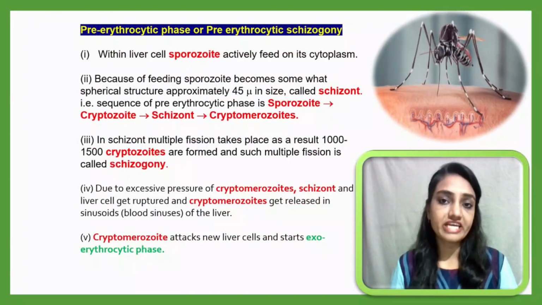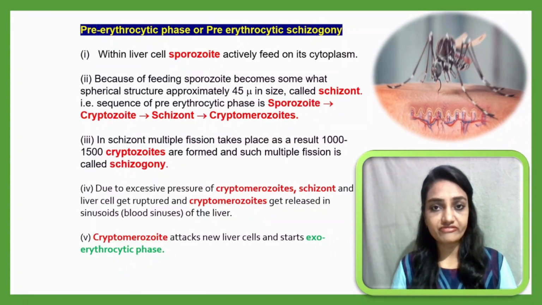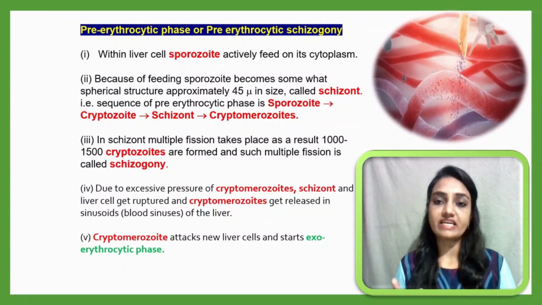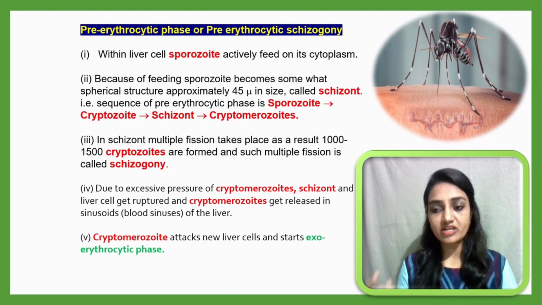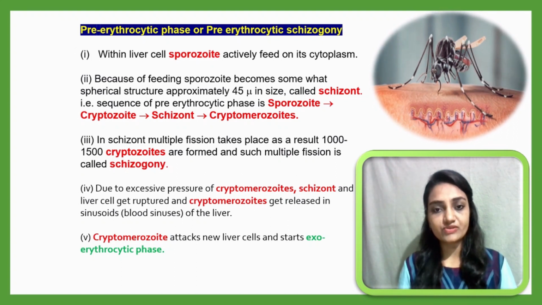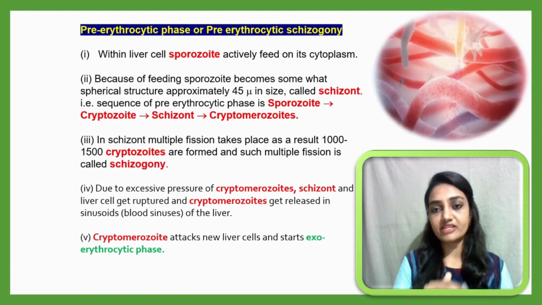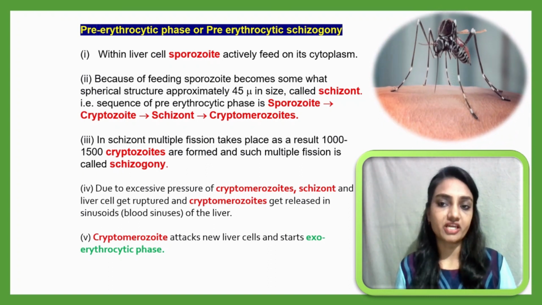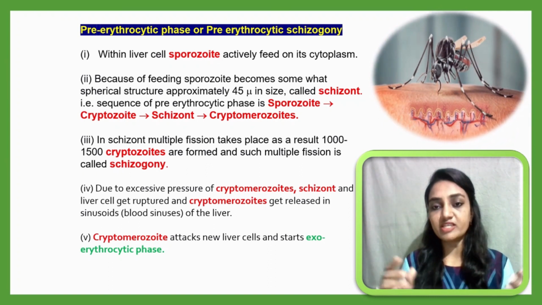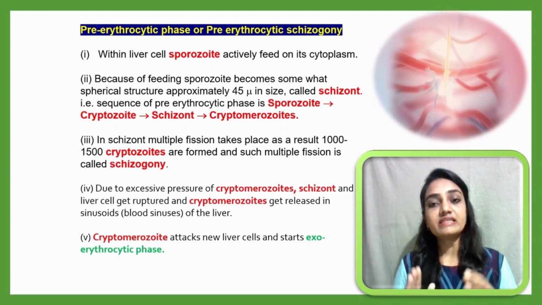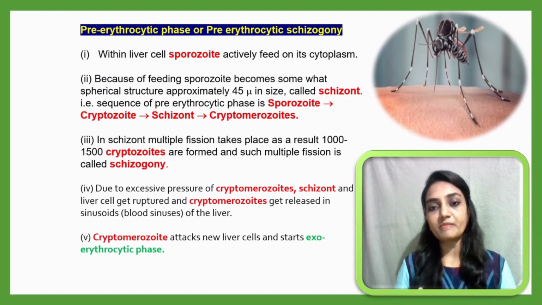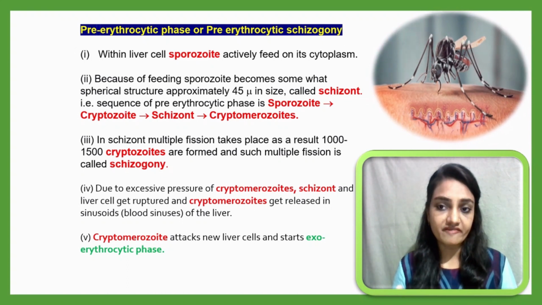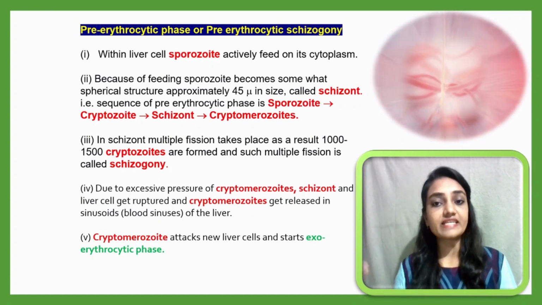First of all, let me start with the pre-erythrocytic phase, also called pre-erythrocytic schizogony. That is a special kind of reproduction, which is completed inside the human and is asexual reproduction. So in the human, Plasmodium will complete its asexual reproduction, whereas in the mosquito it will complete its sexual reproduction.